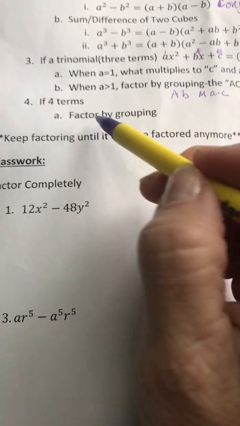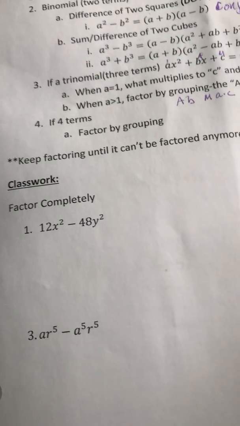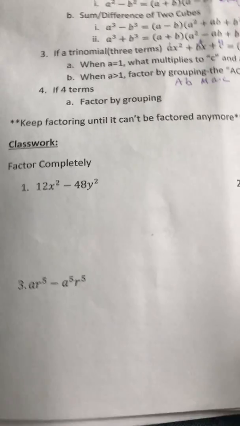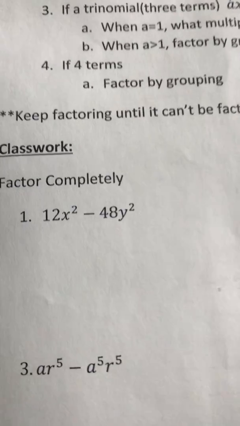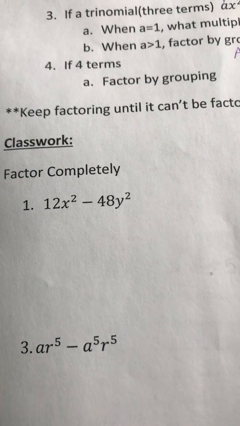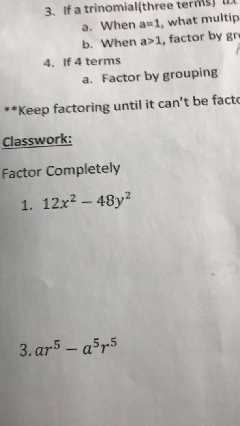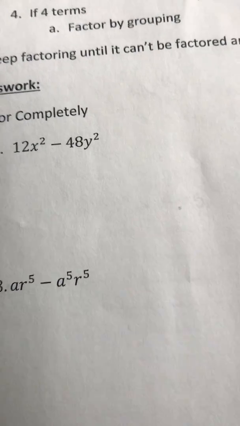If it has 4 terms, your only choice is factor by grouping. And every once in a while it may not work, and you're going to have to rearrange some of those. Once you're done, you always keep factoring until you can't factor anymore. Sometimes I'll factor once, sometimes a factor will factor again, sometimes both factors keep factoring, and sometimes it'll factor even a third time, a fourth time.